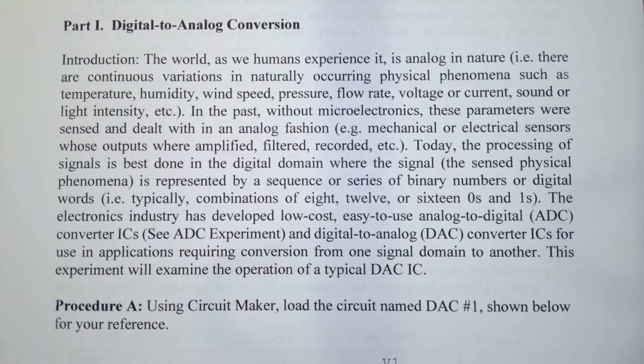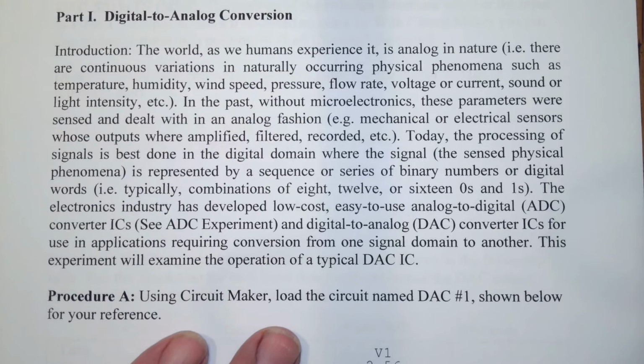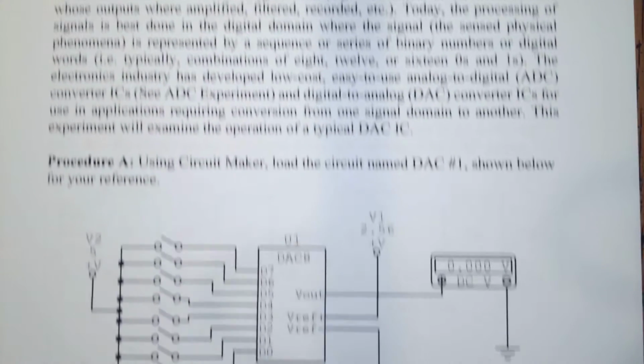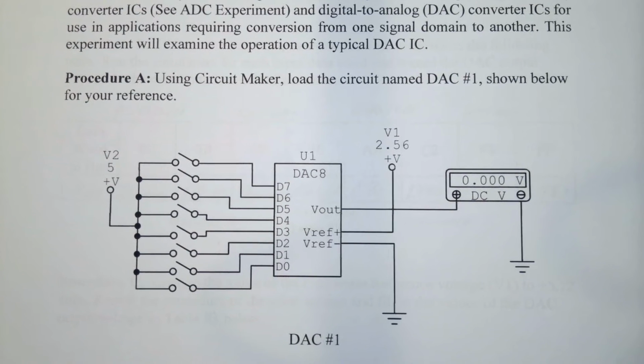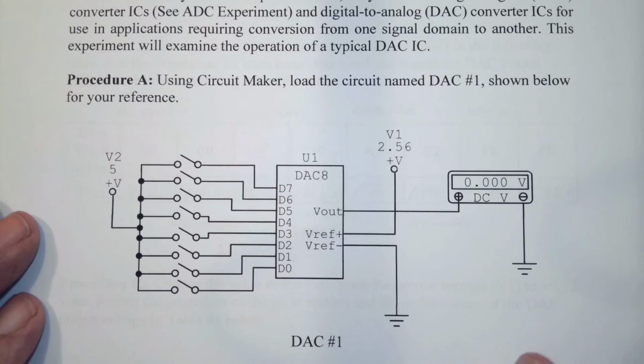This video is going to be about experiment 6B in digital to analog conversion, and it's an introduction here about the fact we live in an analog world where we have to digitize things to put them into computers, that is, the values of things. So already in Circuit Maker I've taken the data for this particular circuit.